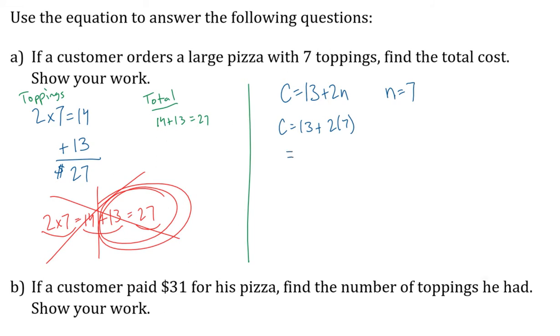And then this becomes a BEDMAS question. So I multiply first. And notice 13 plus 14 is the same thing we got in the other case. And that works out to $27. Okay, therefore, the total cost is $27. Fairly expensive for a large pizza.